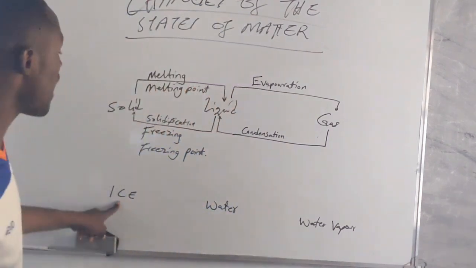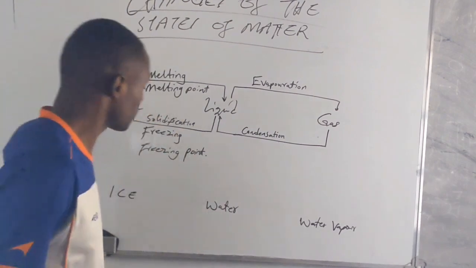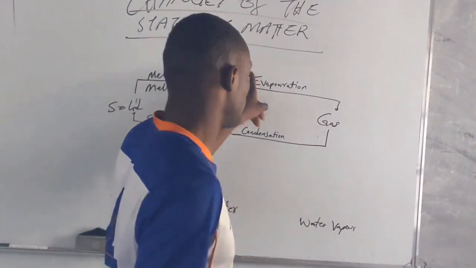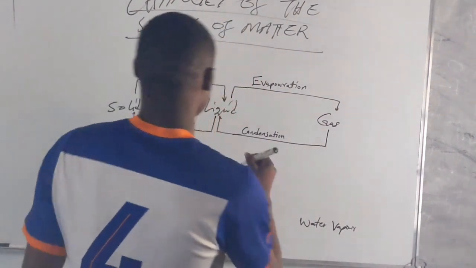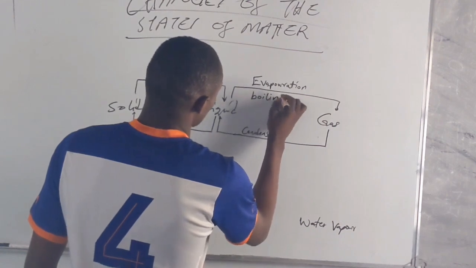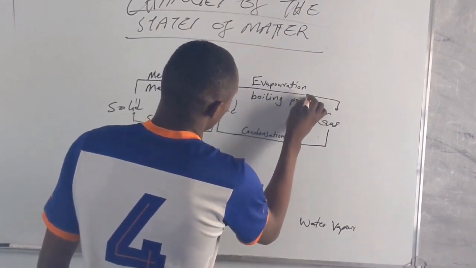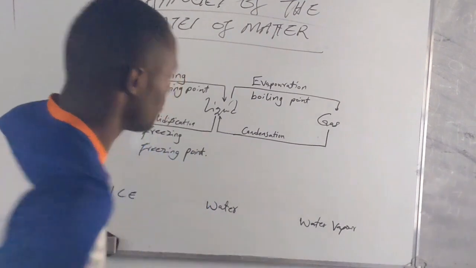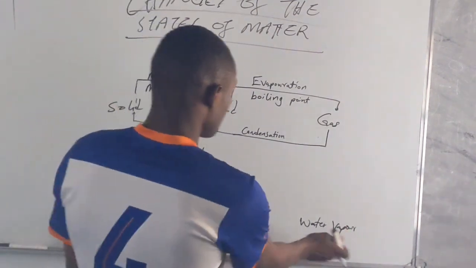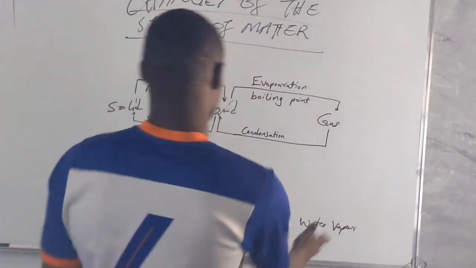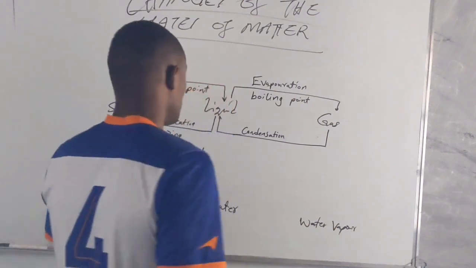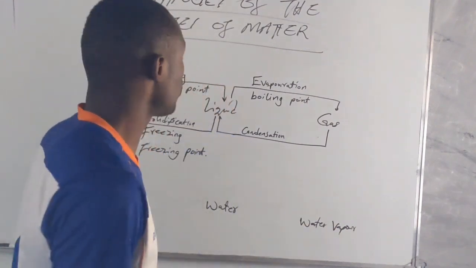The change from ice to water is called melting. The change from water to water vapor is called evaporation. And this temperature is called the boiling point. Then, apart from that, this water vapor can be condensed, or changed from its vapor state to water, by reducing the temperature.